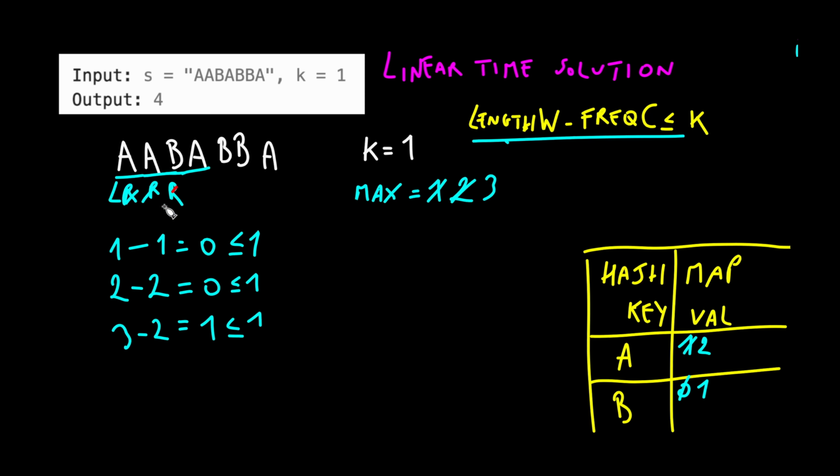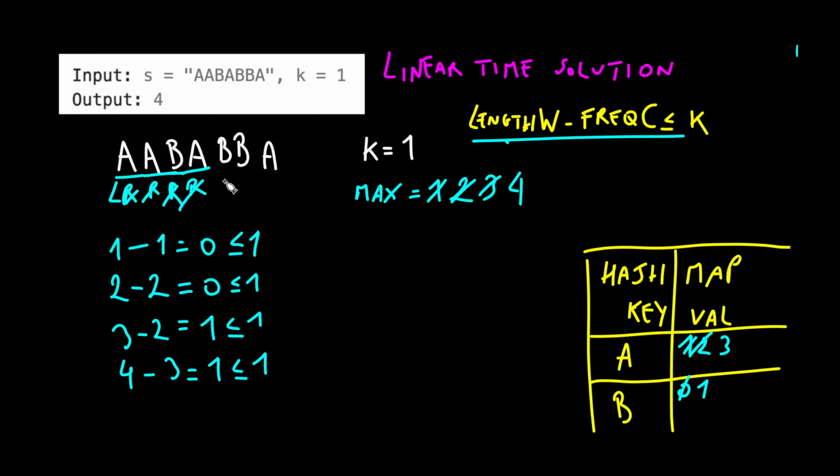We're going to move R again. We update the hash map, so A is equal to 3. The window length is 4, minus the most frequent character, which is still A. This is still going to return 1, which is still less than or equal to k. We are going to update our max so far, which is 4.